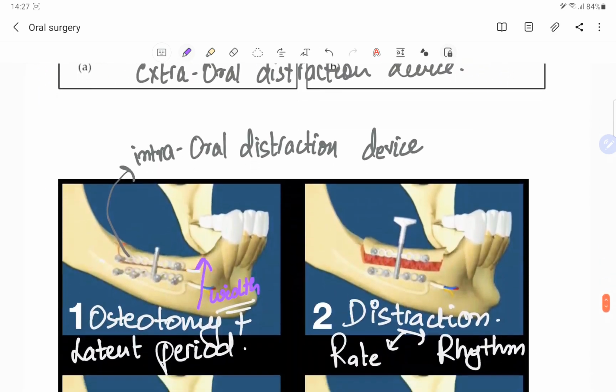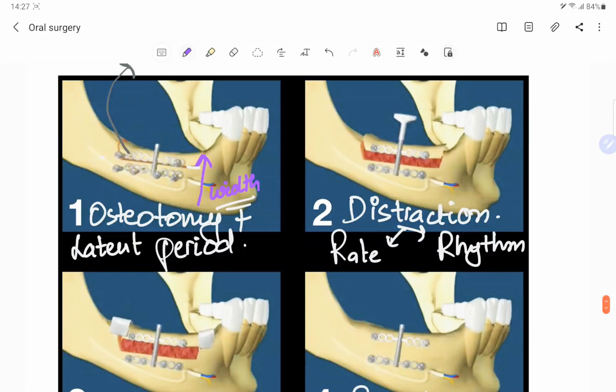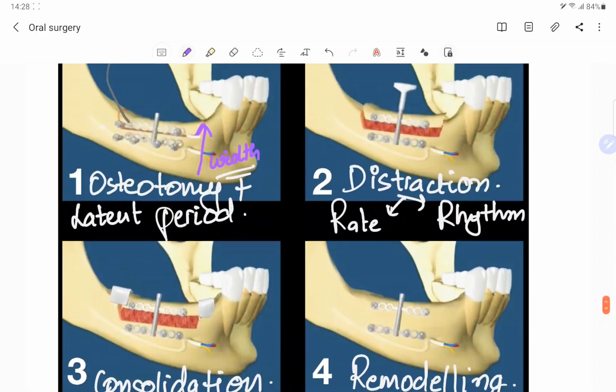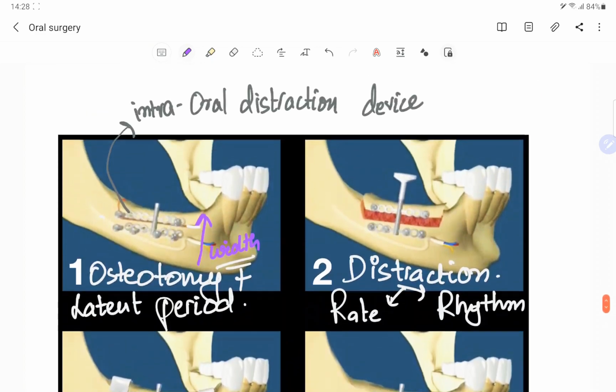So how do we do it? First we prepare an osteotomy, that is we make a cut in the bone. And then we put a distractor device. The purpose of this distractor device is to separate the bone segments, but at a controlled rate. We cannot just separate it on our own wish. There is a rate to do that, so that bone formation occurs, and the principle is based on the tension theory.